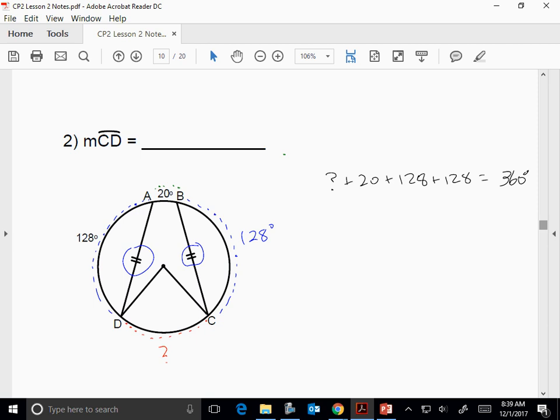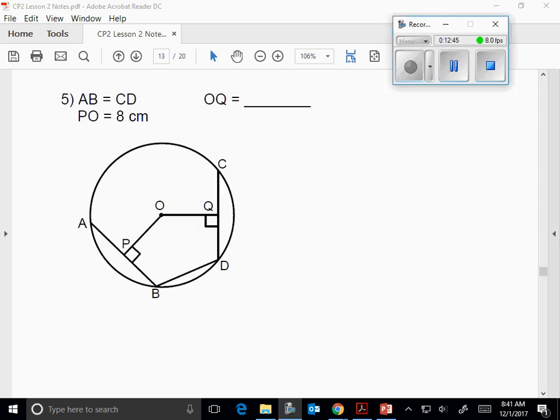Now let's see here. Let's pause the video for a second. Here we go. Okay, so what do I know? I know AB and CD are the same length. Okay, so let's label that. If two chords are the same length, what relationship do they have to the center of the circle? Same distance. So that means PO and OQ are the same length. So PO is 8. Oh, so that means OQ is 8. And that means we're done. Ciao.